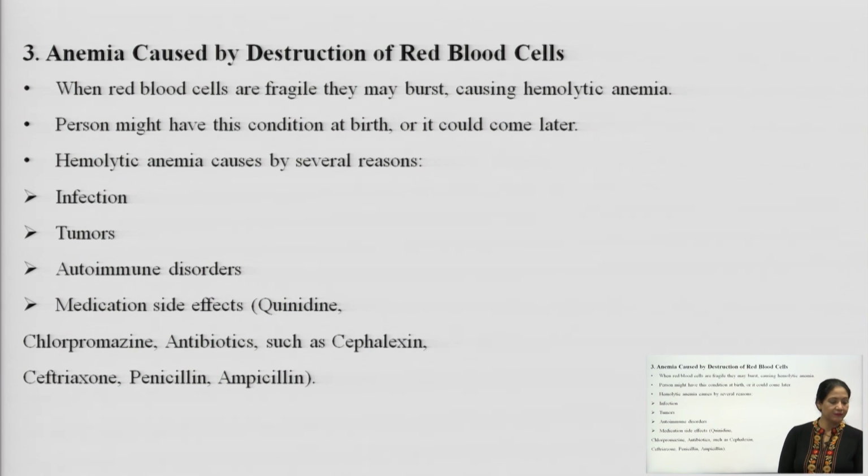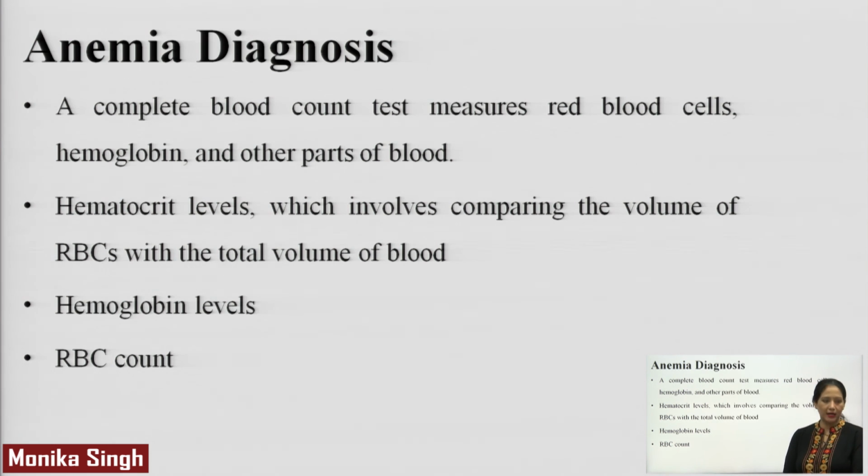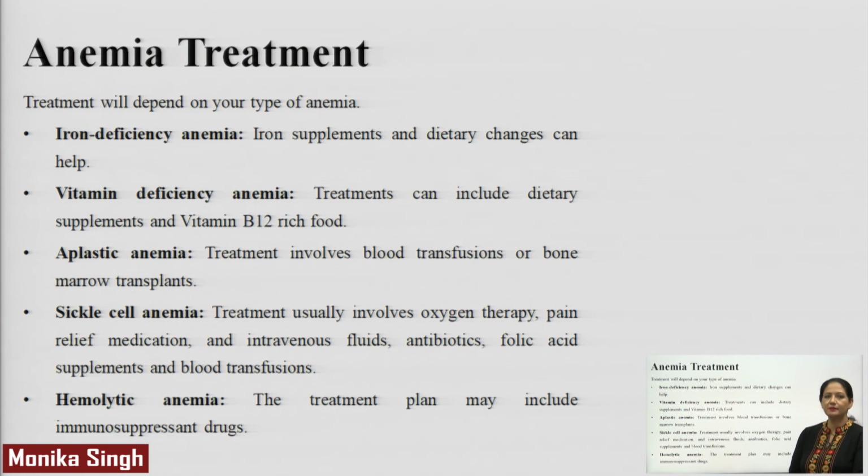Then the anemia due to the destruction of the red blood cells due to infection, tumor and autoimmune disorder. Then the diagnosis is by the hematocrit level or CBC or by RBC count, and the treatment is according to the symptoms, according to the type.